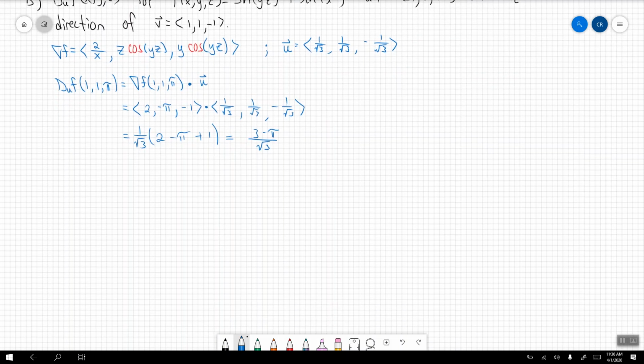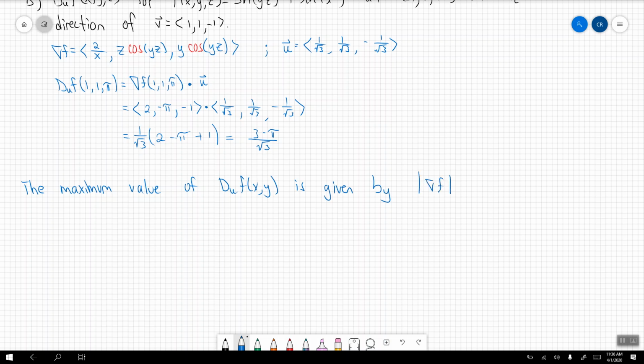Now what we want to do is elaborate just a little bit more. I'm going to write on here this theorem that says that the maximum value of the directional derivative for some function is given by the magnitude of the gradient. Remember, the gradient was a vector, so if we take the magnitude of that gradient, it will be the maximum value for that directional derivative.